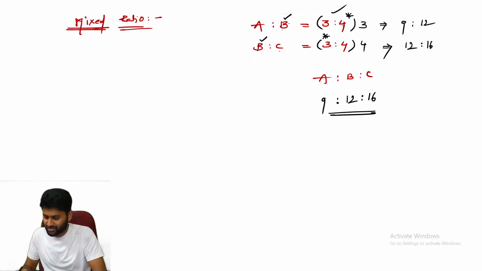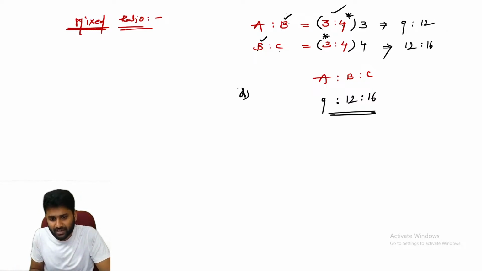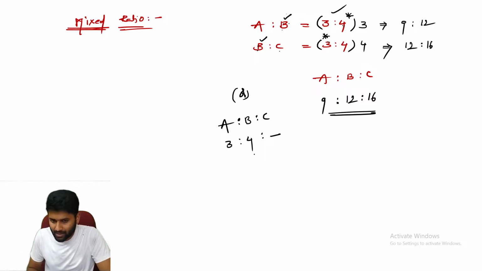9 is to 12 is to 60. Yes, I just want to tell you one more approach for these kind of questions. If you want a ratio of ABC, A is to B is equal to 3 is to 4. Guys, C value is not given. B is to C is equal to 3 is to 4. A's value is not given. If any value is not given, you always replace with a previous number. Just replace with a previous number.